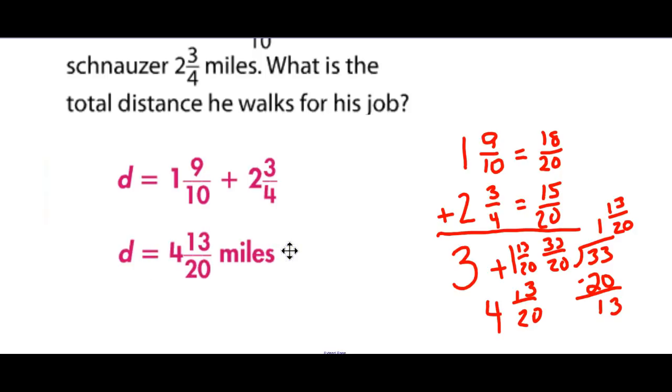4 13/20 miles. Okay, fill in the spot where it says whether you were right or wrong and what your error was if you were wrong. And then we'll move on to the next problem.